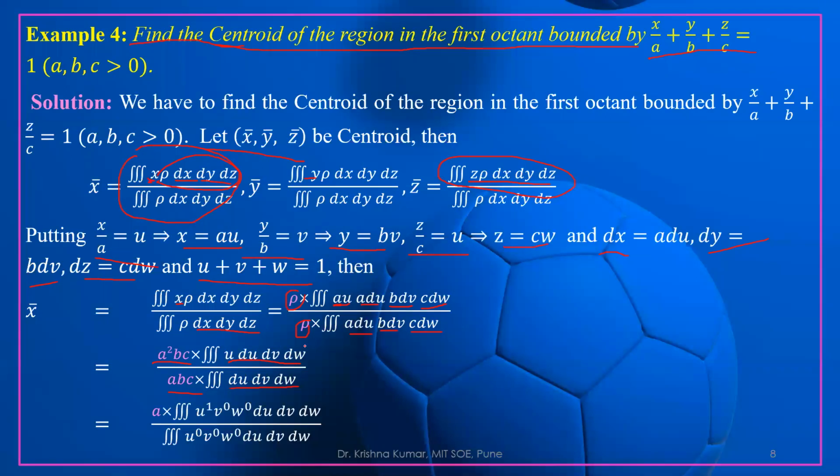So again we apply, we can now write u to the power 1, v to the power 0, because there is no term of v, so we can put it 0, and w to the power 0. Similarly, in the denominator, we can also put all the powers as 0. So how can we write it? 0 can be written as 1 minus 1, 1 minus 1, 1 minus 1.